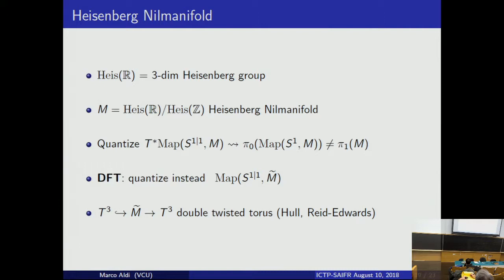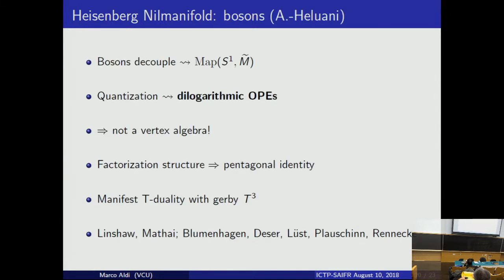But instead you can use double field theory and look instead at maps from the supercircle to this double twisted torus, which would be a 6-dimensional Nil manifold, and that's what we did with Raimundo. And now it turns out that it's not quite a vertex algebra because you have these dilogarithmic singularities. Nevertheless, there is a factorization structure that has some interesting properties. You recover the pentagonal identity of the dilogarithms.